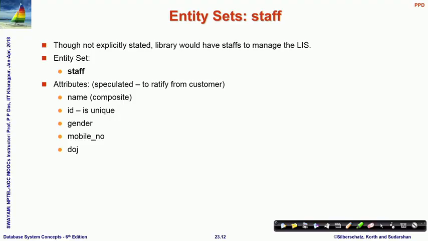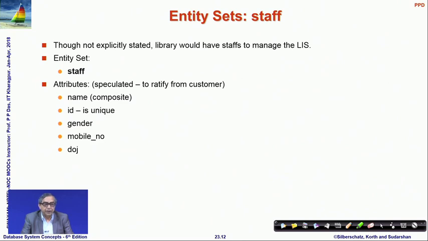If I have a library with books, students, faculty, issue process, quota and all that, then certainly there will have to be some library staff who will actually do all this operation. They will be able to log into the database and issue a book, return a book, check for validity and so on. So, let us assume that we have an entity set staff, which should have name and ID, where the ID should be unique, gender, mobile number and date of joining. This is a speculative addition to the design of entity sets, and it must be ratified by the customer when the opportunity arrives, but something like that must be there to make the design complete.